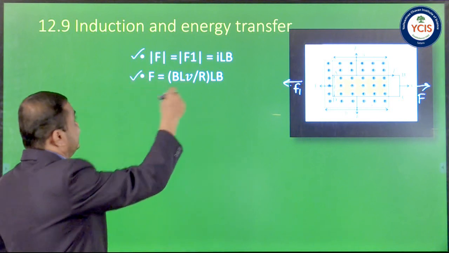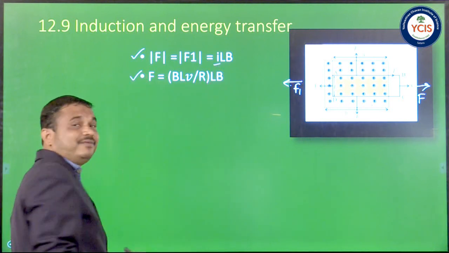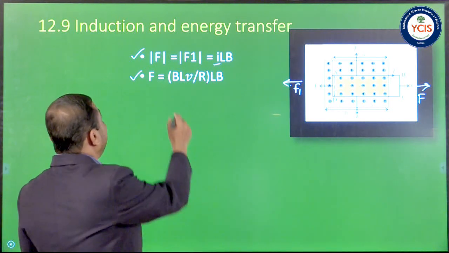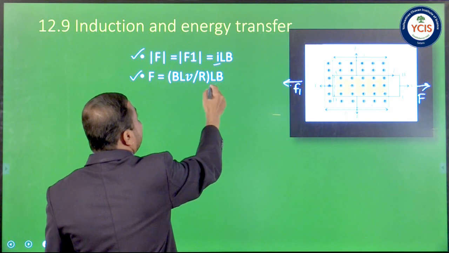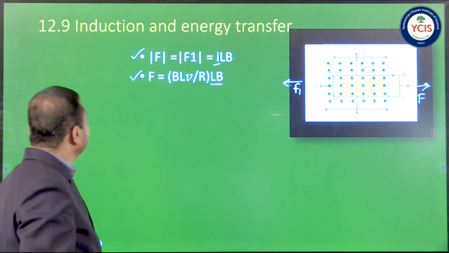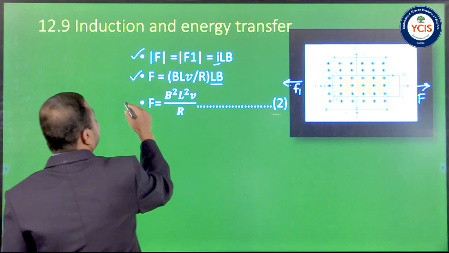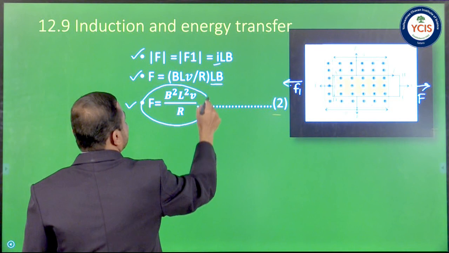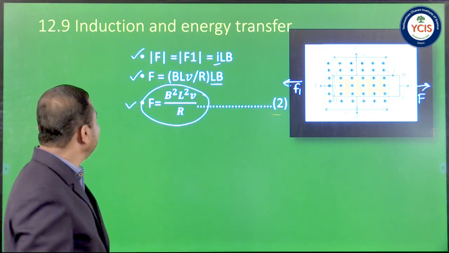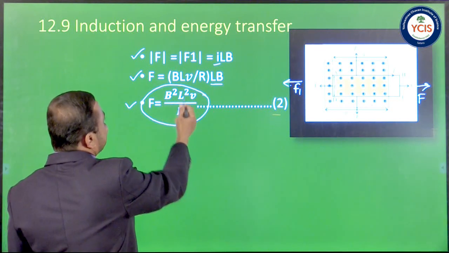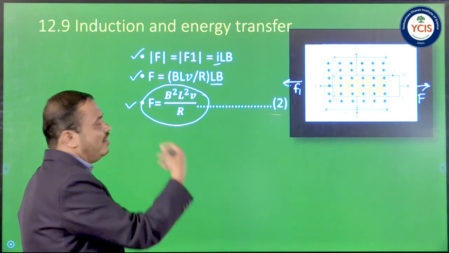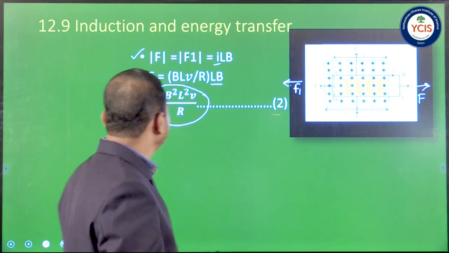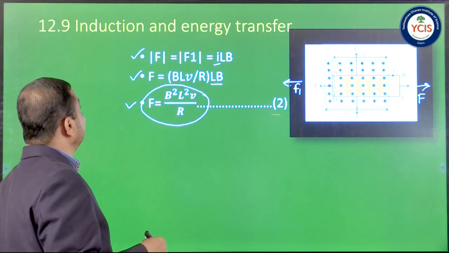Now, the expression for induced current I is BLv upon R. So we have F equals BLv upon R into LB. If we multiply that, we get B square L square v upon R. So we have to apply the external unbalanced force F equals B square L square v upon R on that loop to maintain its motion, or to maintain the induced current in that loop.